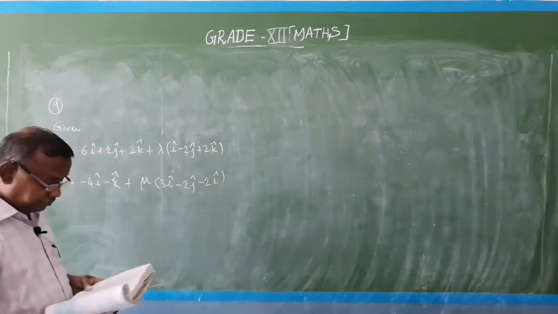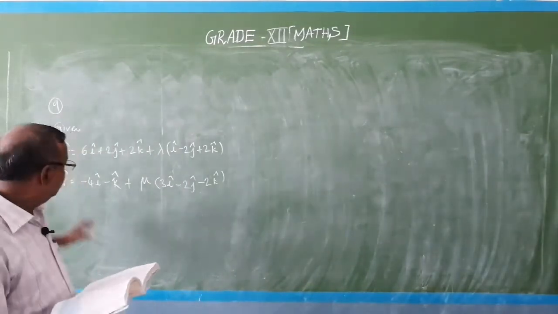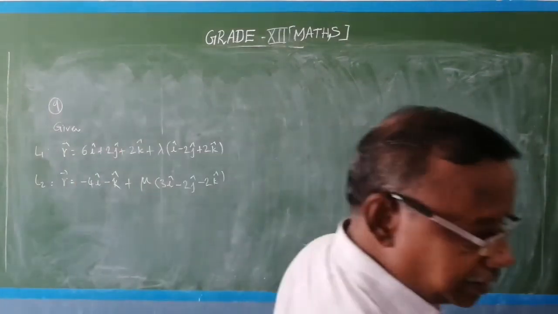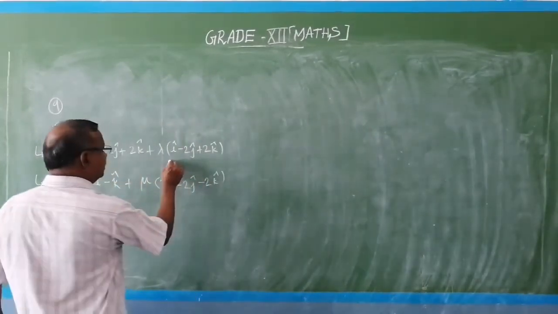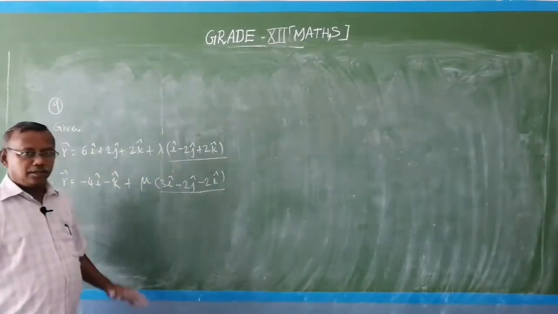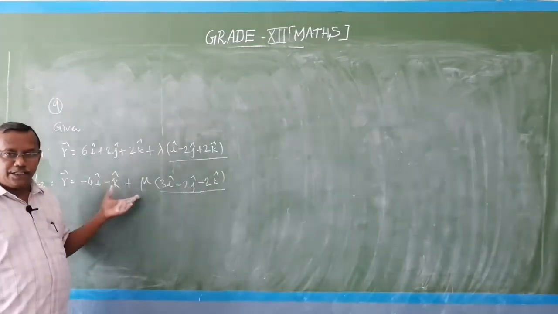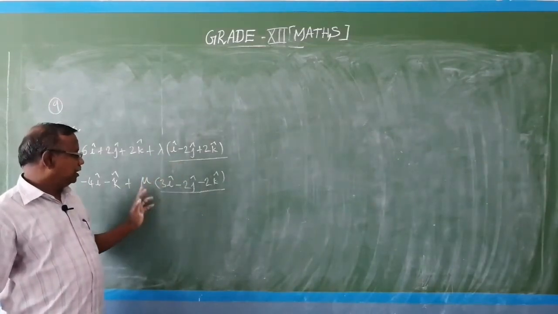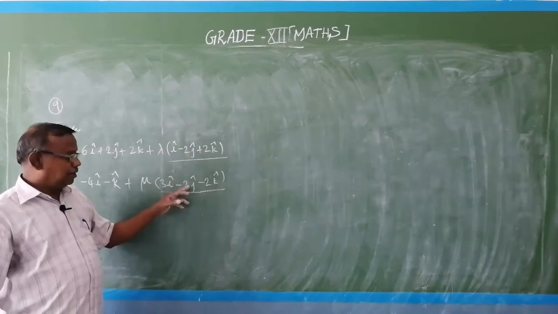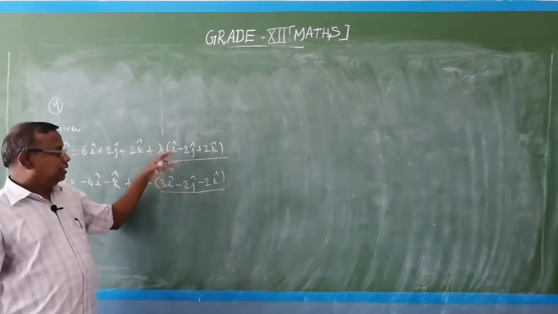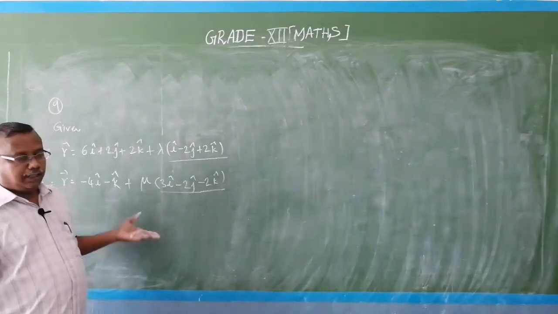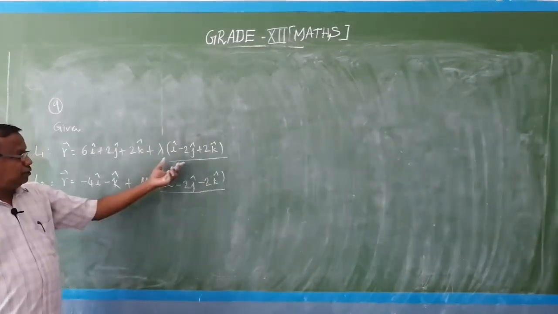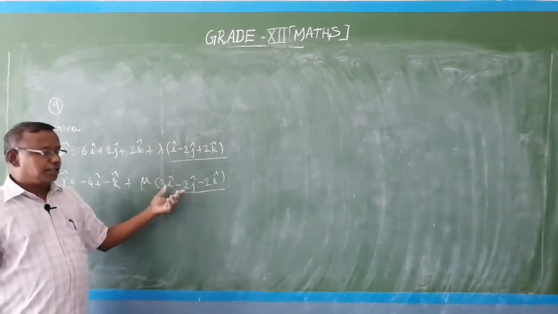Question number 9. Find the shortest distance between two lines, line 1 and line 2 given. Whenever we are asked to find the shortest distance between two lines, we have to compare the vectors given with the scalars, that is lambda into something and mu into something. If these two are equal or proportional, then the two lines must be parallel. Then we can use the formula for the distance between two parallel lines, but these two are different, so they must be skew lines.